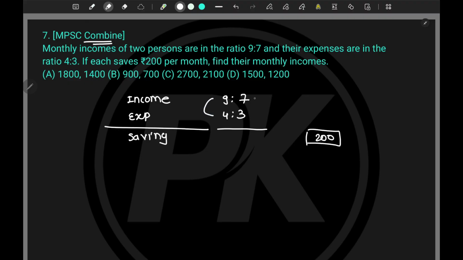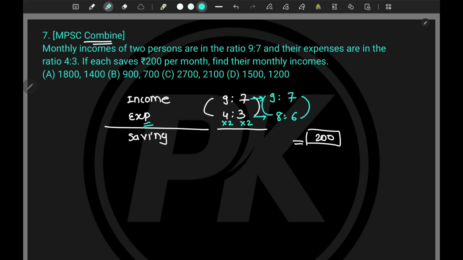But here, if you see, this difference is not equal to 1 unit, and we have to do some adjustment so that this difference comes to 1 unit, so that we can equate that 1 unit to 200. Now how to do that? If you observe closely, the expenses are given as 4 is to 3. If I multiply both numerator and denominator by 2, can I write the expenses column as 8 is to 6, right? And this I will write as 9 is to 7.